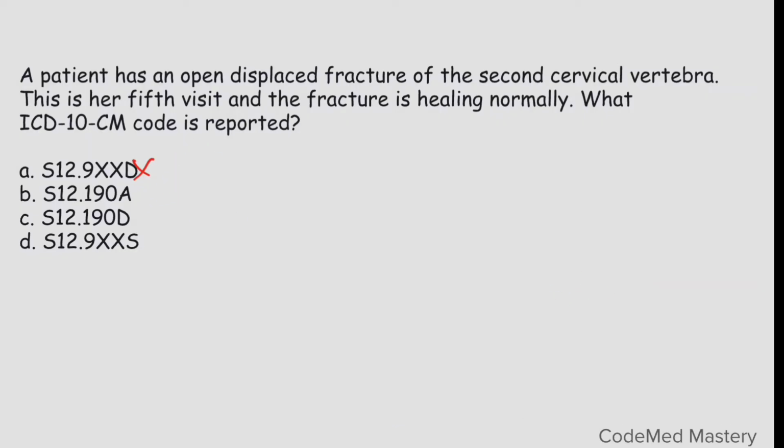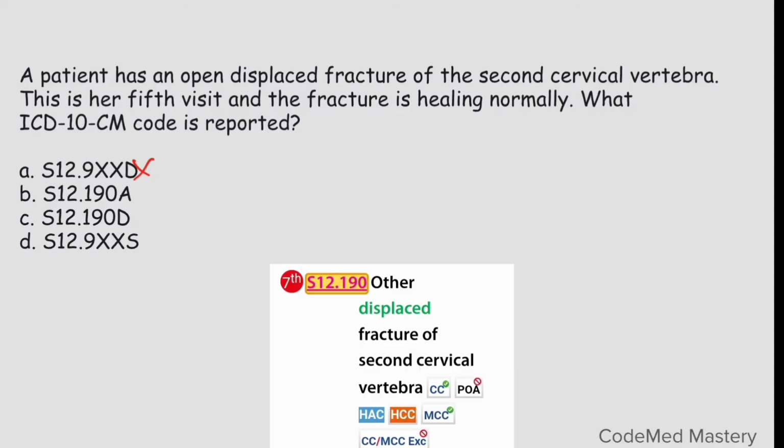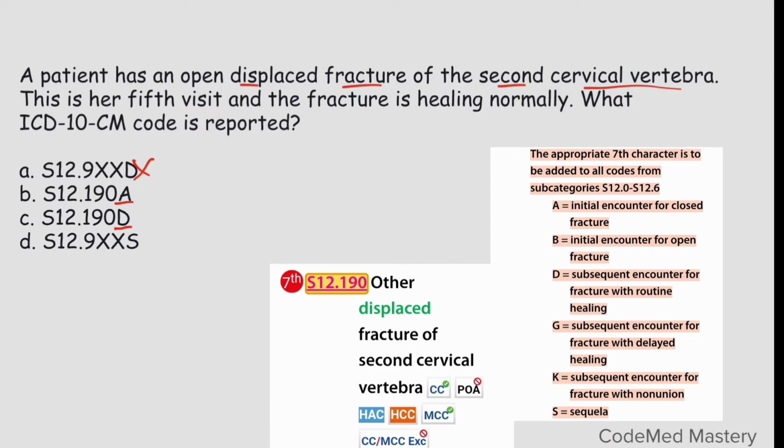Coming to option B, S12.190A. S12.190 is for other displaced fracture of second cervical vertebra. In the scenario, there is open displaced fracture of the second cervical vertebra. So that is matching. In option C also they have mentioned S12.190, but the 7th character is D. In option B, the 7th character is A. So which is the appropriate 7th character?